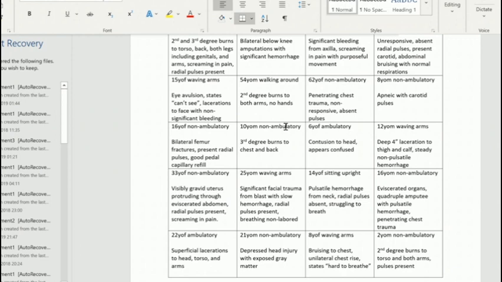16-year-old male, non-ambulatory. He is still alive. He'd be a gray. Yep, he's got massive hemorrhage. 22-year-old female, ambulatory. Green, yeah. Grace Cottage loves those greens. I'll take all of them. 21-year-old male, non-ambulatory. Gray. Yep. 8-year-old female, waving her arms.